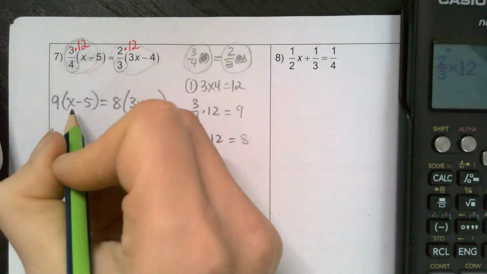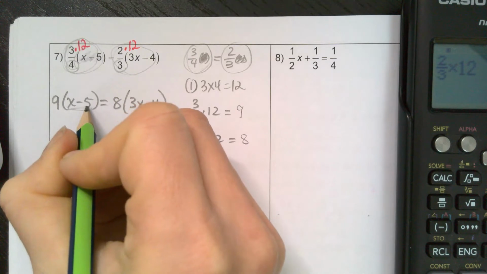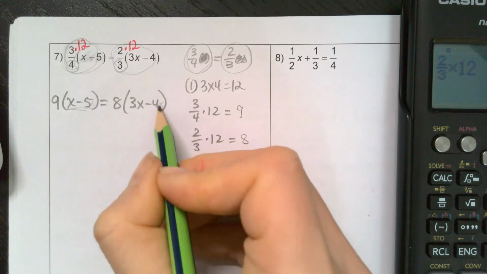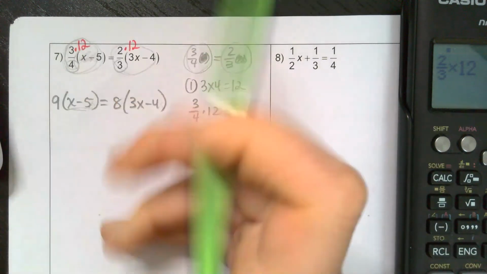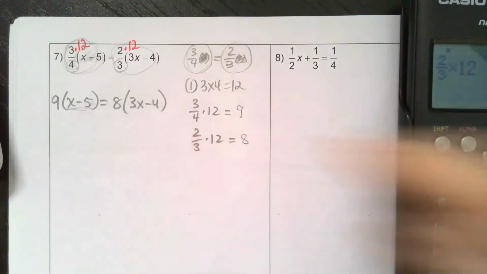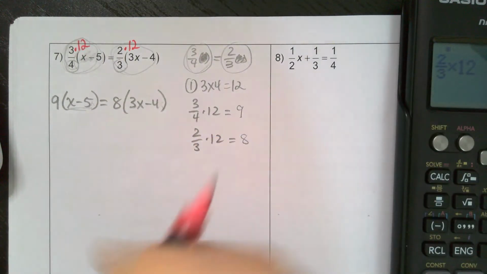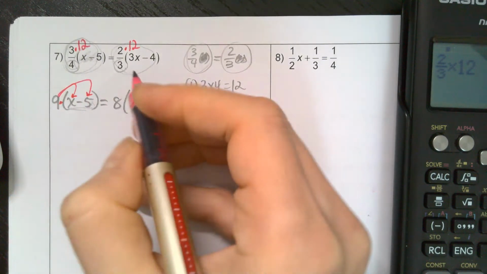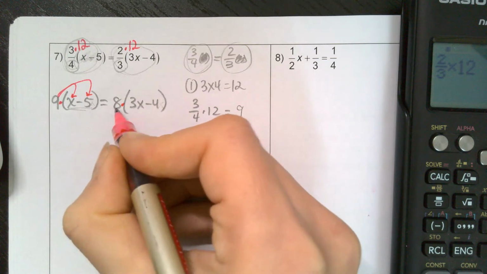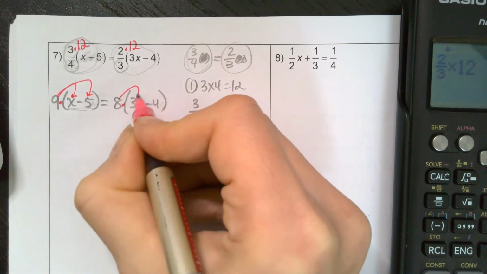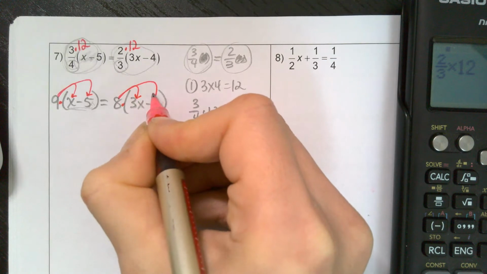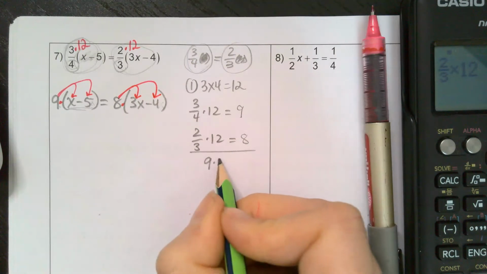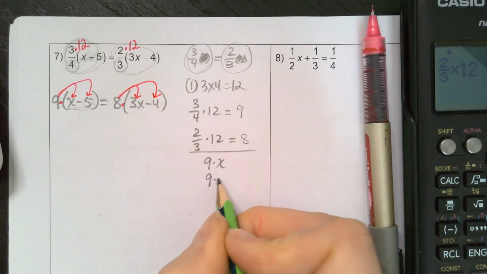So can I do inside the brackets? X minus 5? Nah, I could if this had an X, but they're not like terms. Same here. This 4 doesn't have an X, so I can't add and subtract this stuff. So that means I have to multiply this 9 and distribute it to everything that's inside the brackets. And here, there's a times here, so it says 8 times everything in the bracket. So distribute it out to everything inside the brackets.